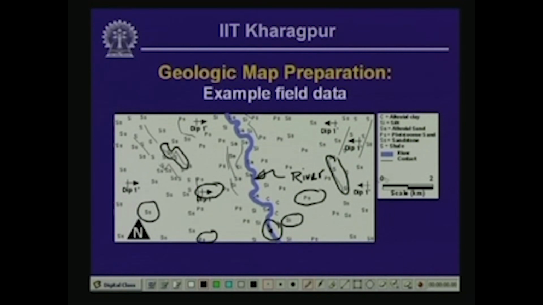Now, the legend on the right of the sketch actually tells you what these different geologic units mean. For example, the outcrops or the exposure marked by capital C indicates alluvial clay. SI, on the other hand, means silts. Then these are sandy areas indicated by SA.